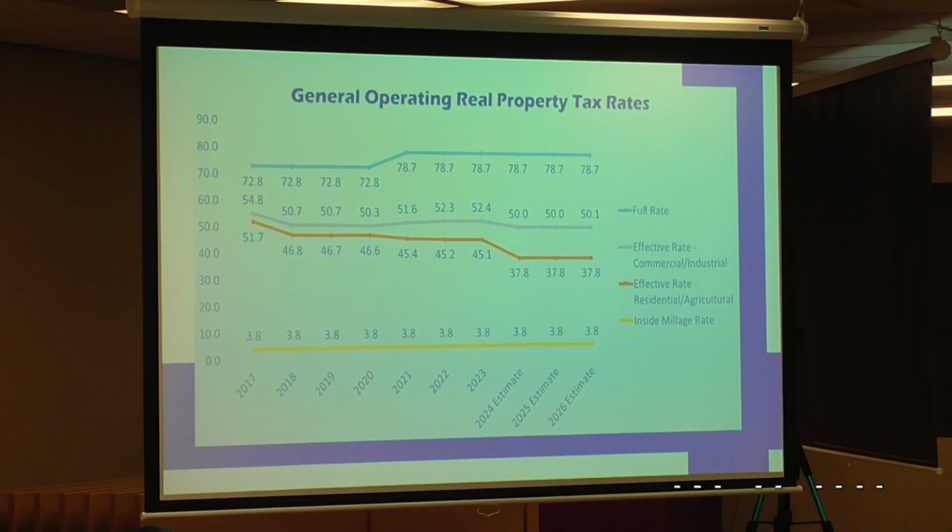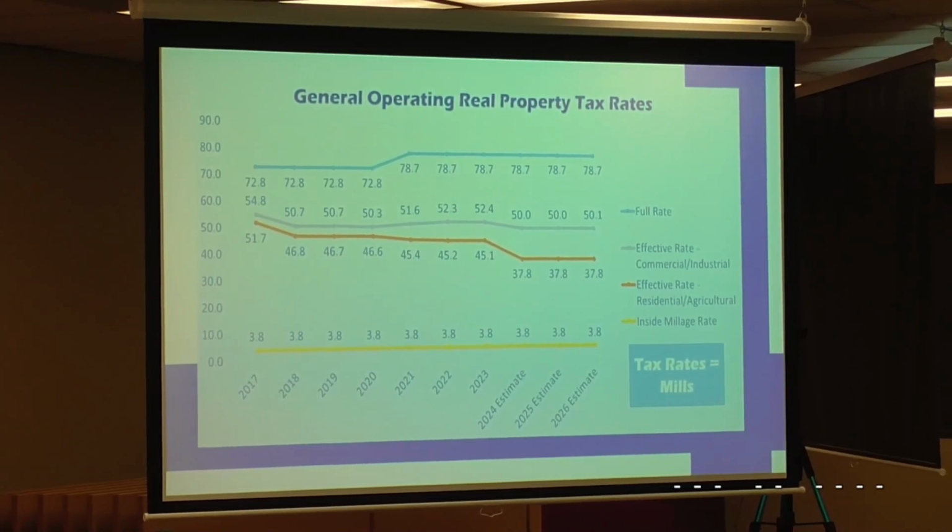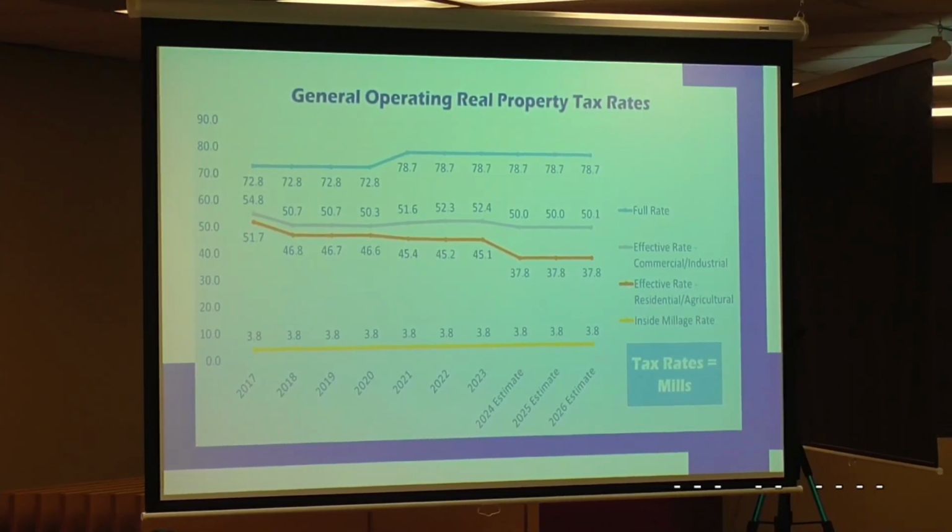So this table shows the tax millage, also known as tax rates. Tax rates are mills. That's the unit of measurement that the state of Ohio uses to calculate property taxes. That's what millage is.